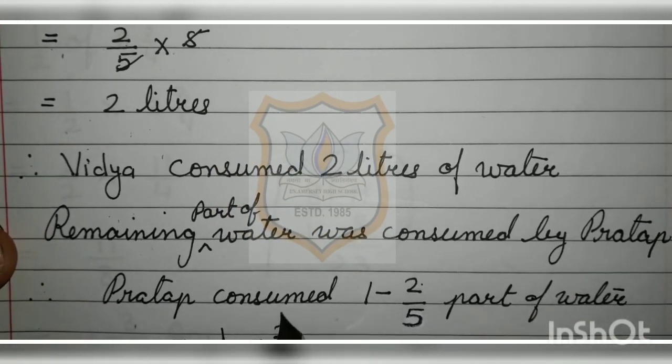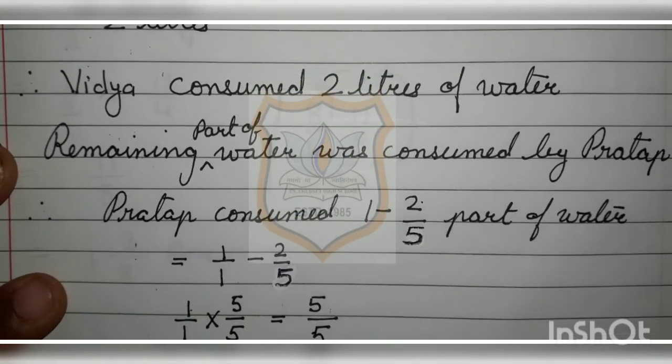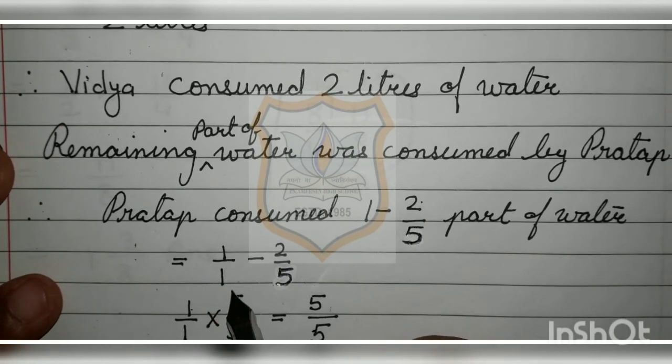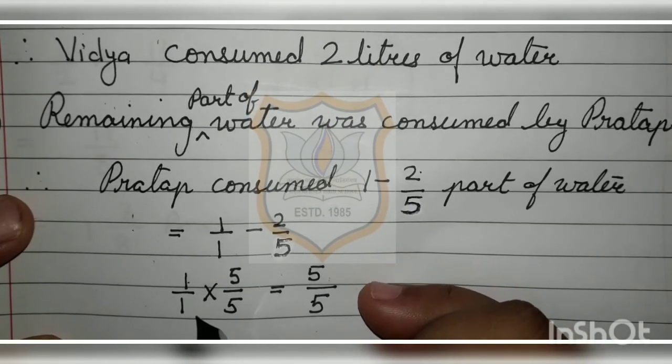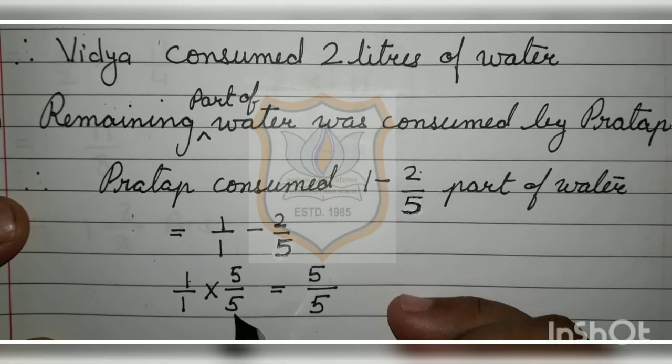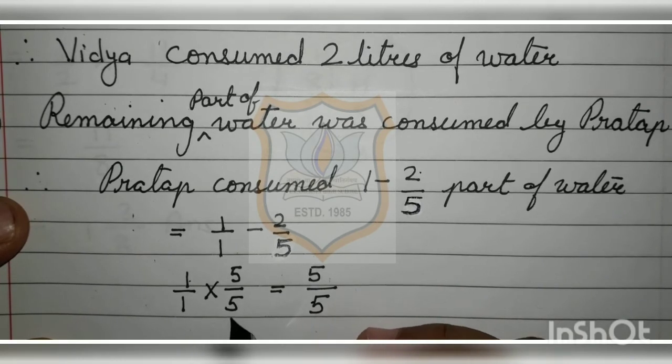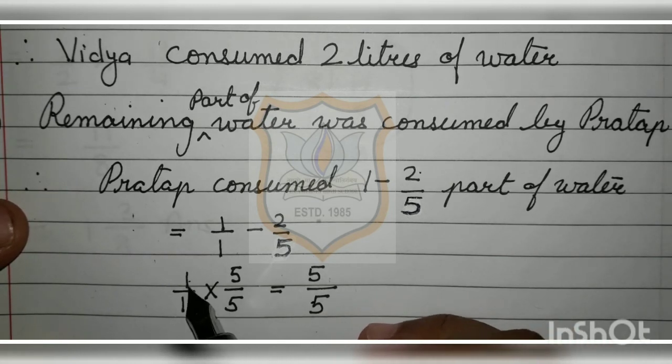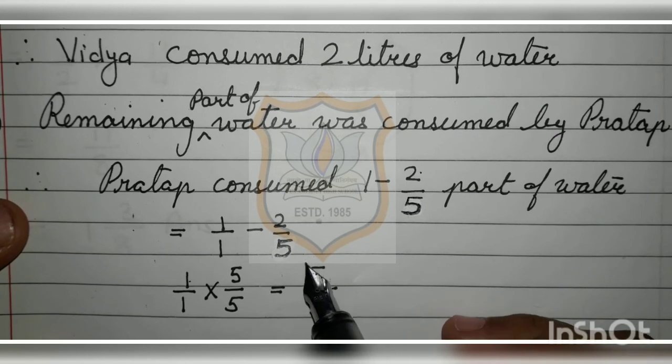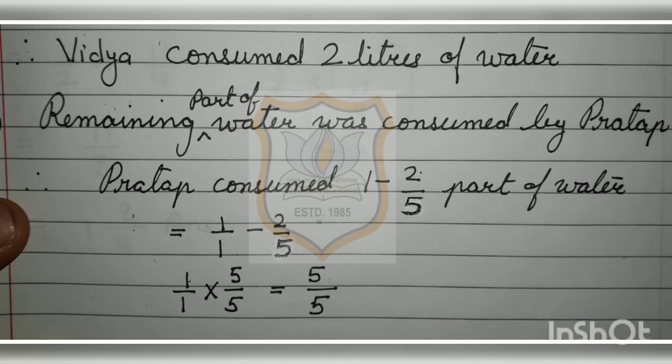Therefore, Pratap consumed 1 minus 2 upon 5 part of water. We will take 1 as a denominator under 1 minus 2 upon 5. Now, we have to take LCM of 1 and 5. LCM of 1 and 5 is 5. So, 1 upon 1, this 1 is multiplied by what? So that we will get 5. 1 is multiplied by 5. We will get 5. If denominator is multiplied by 5, then numerator is also multiplied by 5. So, 1 5s are 5. So, our fraction will become 5 upon 5.